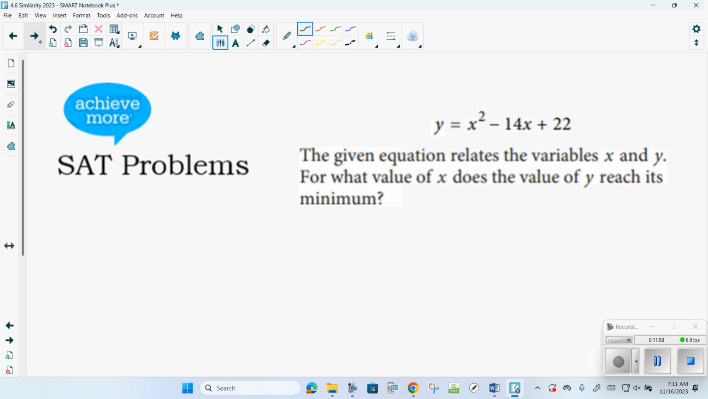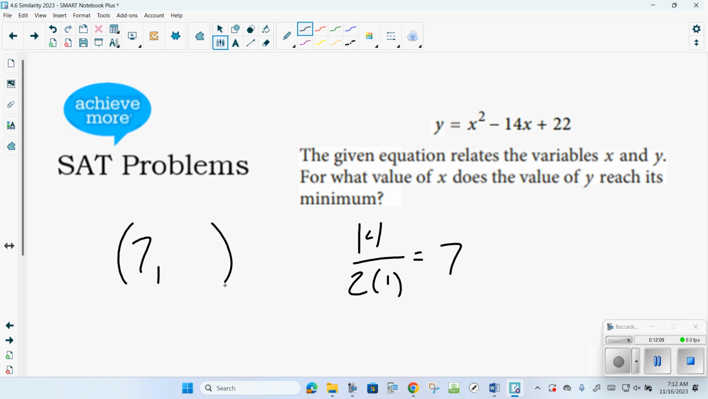SAT question now. You're given the equation that relates x and y. At what value of x does the value of y reach its minimum? They want to know the vertex. Now, in order to find the vertex, you do negative b over 2a, so that's 7. And when you plug 7 in, 7 squared minus 14 times 7 plus 22. And so pull out your calculator, and you type that in, and you end up getting negative 27.